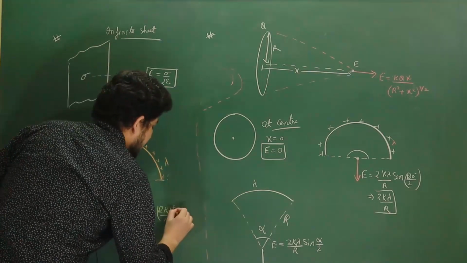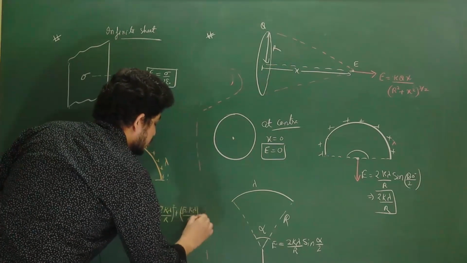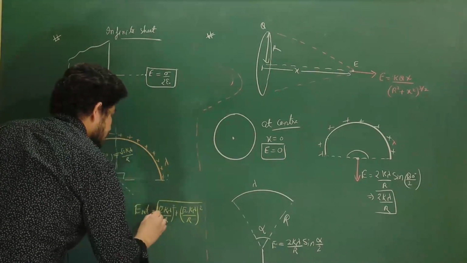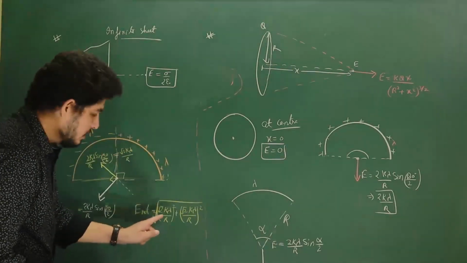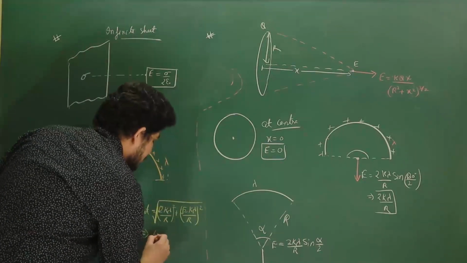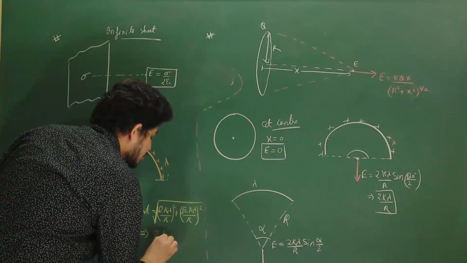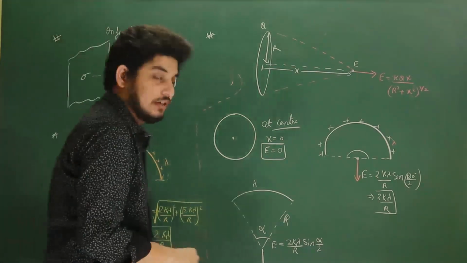root 2 k lambda by r whole square plus root 2 k lambda by r whole square, under the root, finally comes out as 4 k lambda by r, so the answer will be the root of 4, which is 2 k lambda by r. This is the net electric field.